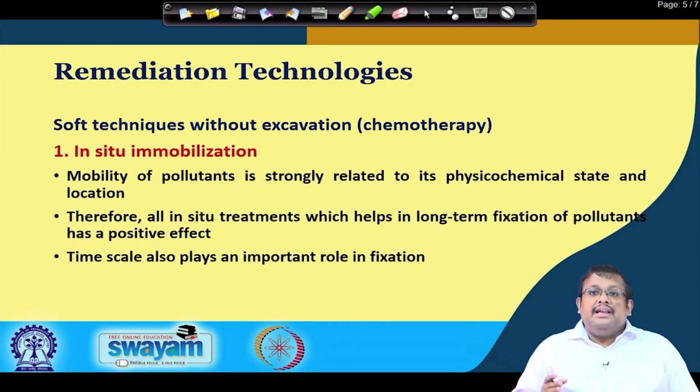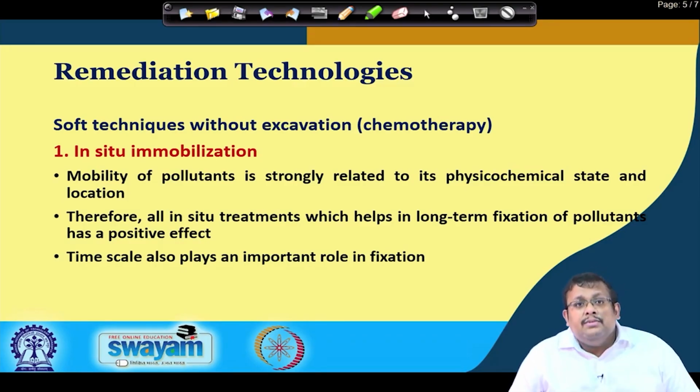We have completed the hard techniques, let us consider the soft techniques. The soft techniques are done without the excavation process, so they are also known as chemotherapy. So, the first soft technique without excavation, or first chemotherapy technique, is the in situ immobilization.